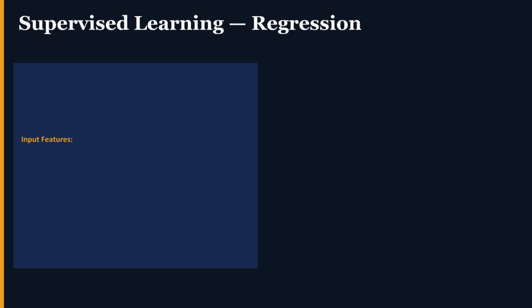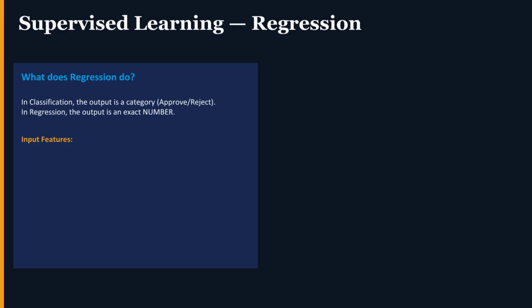Okay, great. So we have covered classification. Now let's talk about the second type of supervised learning. And this one is a bit different. It's called regression. Here's the key question to ask yourself: what is the model trying to output? In classification, the output is a category: approve or reject, low risk or high risk. In regression, the output is an exact number. Let me bring this to life with a banking story.